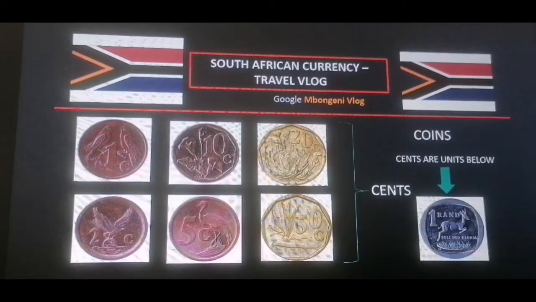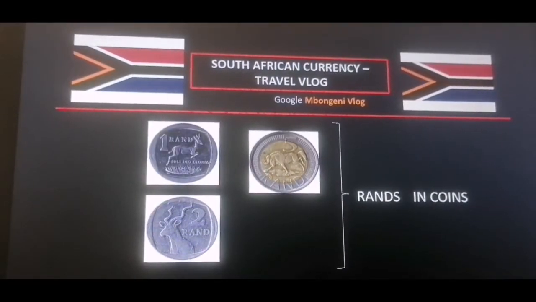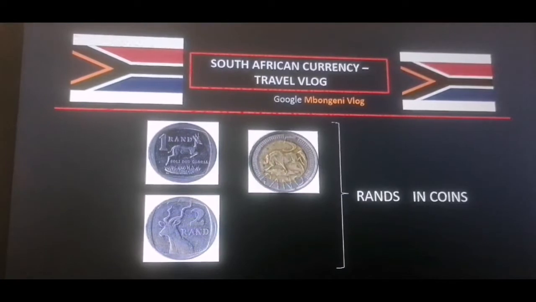So here is the first category of the coins, which are the cents. Cents are below the 1 rand, which is a measurement for our currency. It's our main yardstick when we compare our currency with other countries. So here are the rands. In the rand categories, we've got 1 rand, 2 rands, and 5 rand. Those are the only 3 categories we've got.